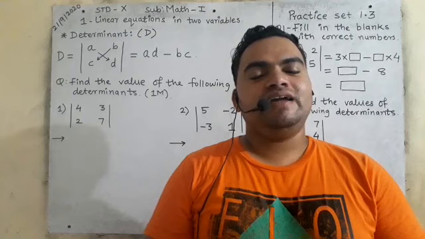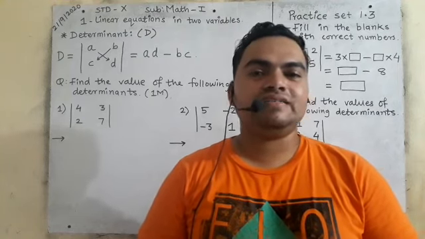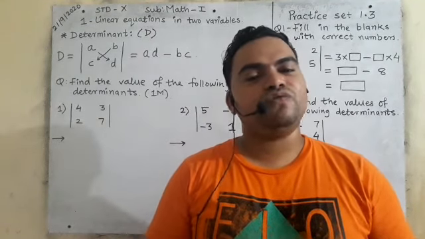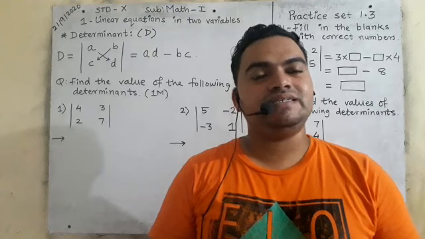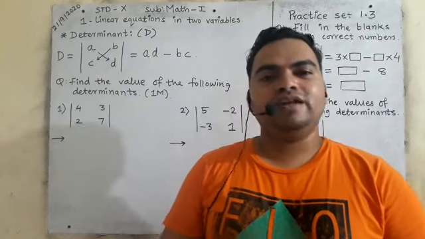My dear students, in yesterday's session we saw how to draw graphs and how to solve simultaneous equations graphically. Today we will see how to solve determinants, how to find the values of the given determinants, and after that we will see how to solve using Cramer's rule. Okay, so look at the board please.